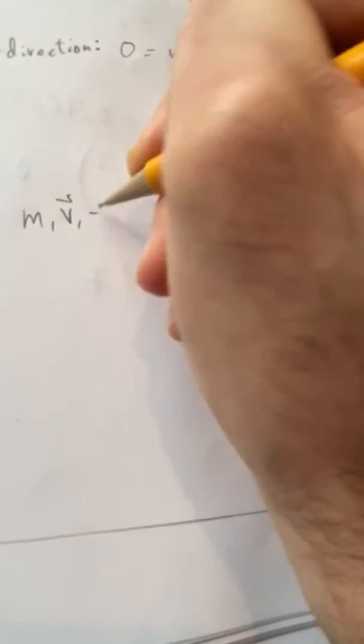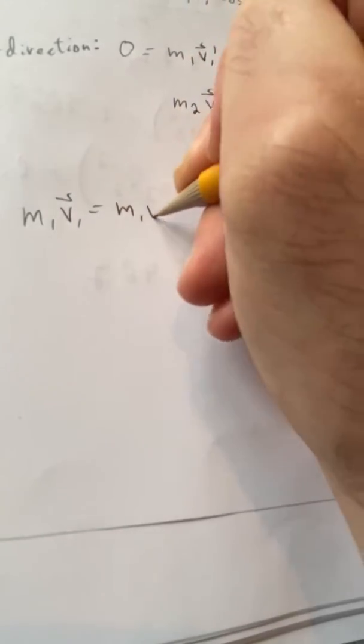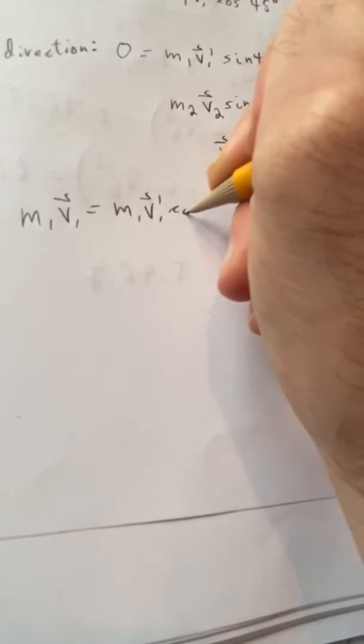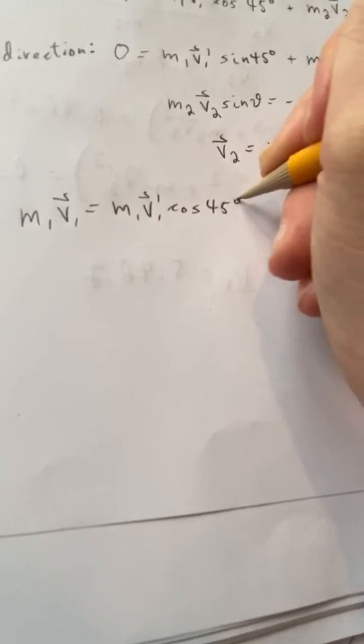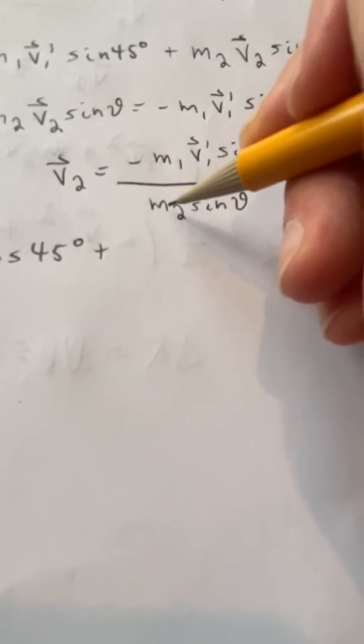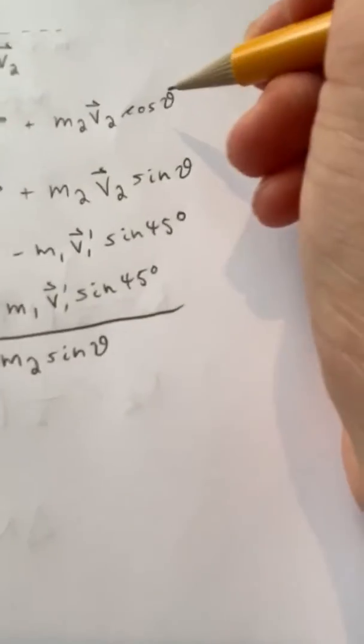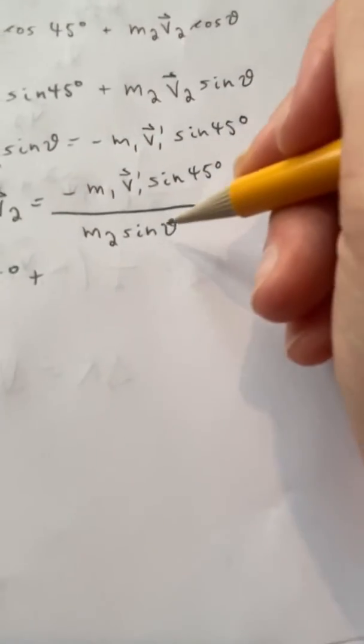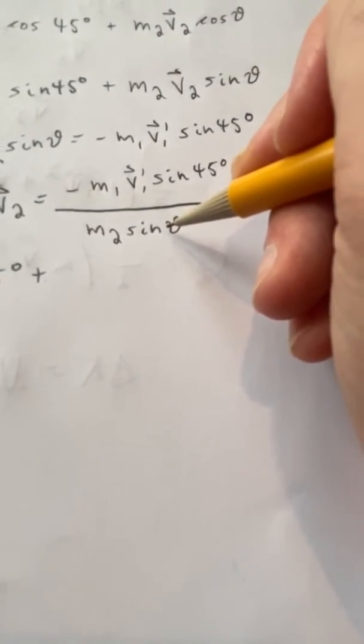So we'll have m1 v1 equals m1 v1 prime cosine 45 plus, now we're going to plug this whole thing in for v2. But notice we have m2 up here in the numerator, and we're going to have m2 in the denominator. So the m2s are going to cancel out. That's kind of nice. And then we have cosine of theta divided by the sine of theta. So that's going to give us the cotangent of theta.